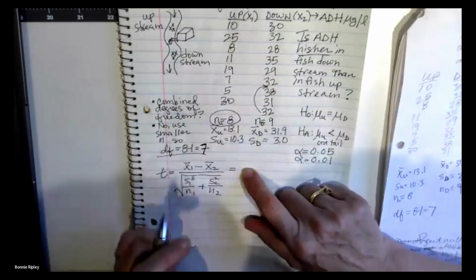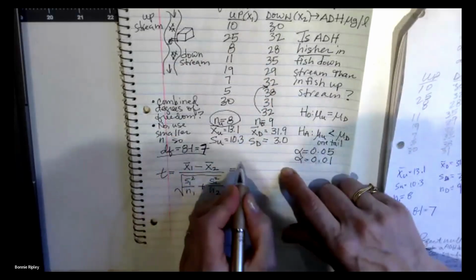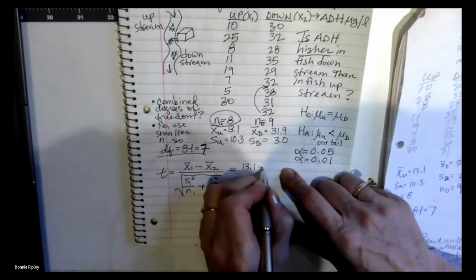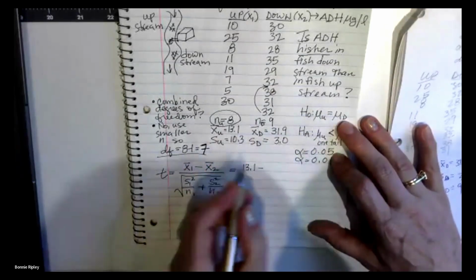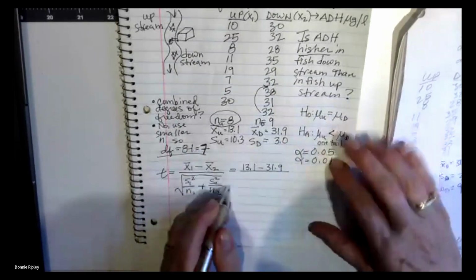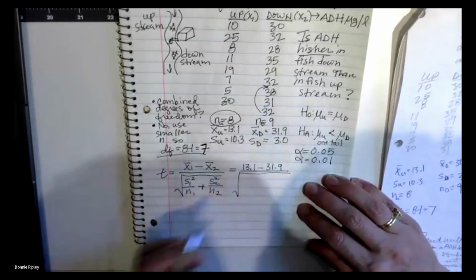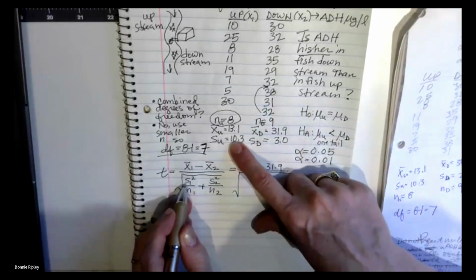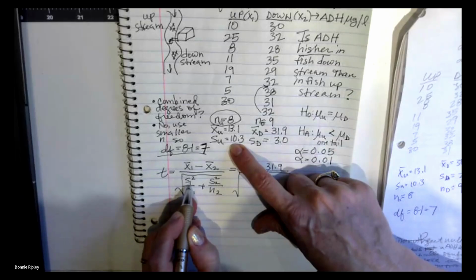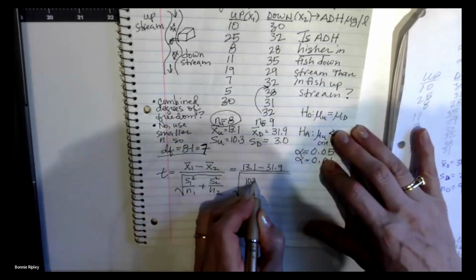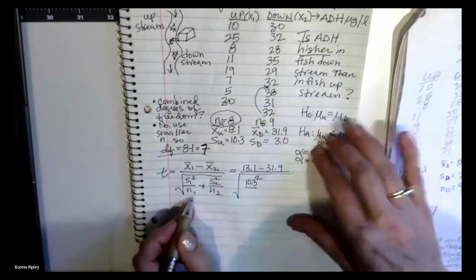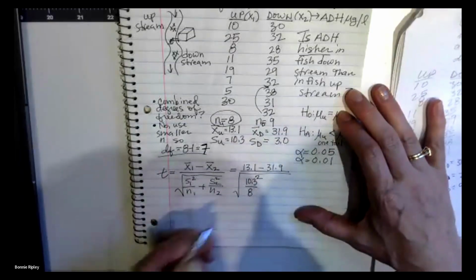All right, so we'll call the up x1, and that means we're going to do x bar up is 13.1 minus x bar down 31.9. And then we've got the square root of all of this. All right, so our standard deviation of our number one sample is 10.3. We're going to square that. And then we're going to divide it by the sample size for that sample, which is 8.